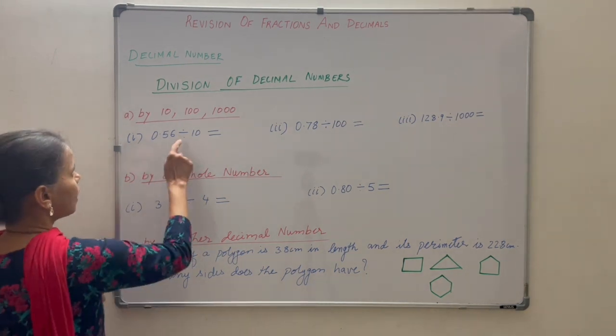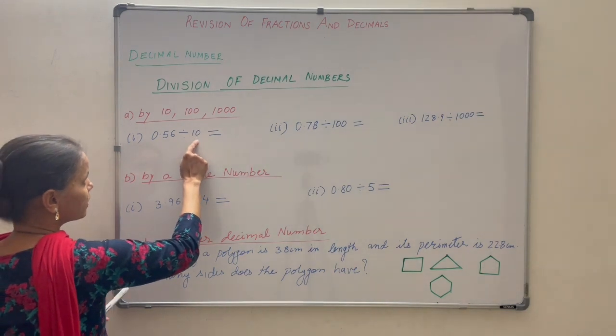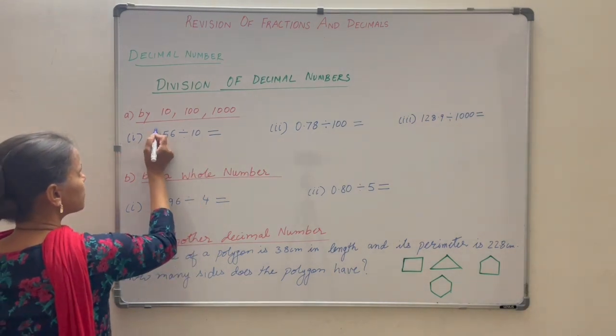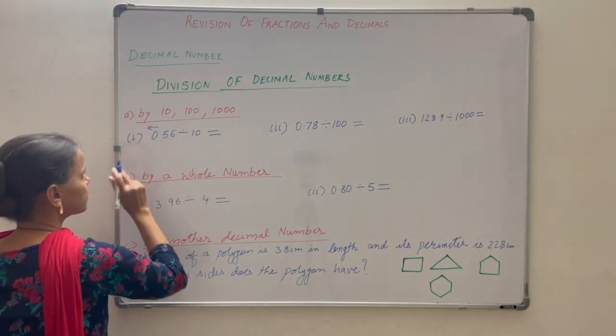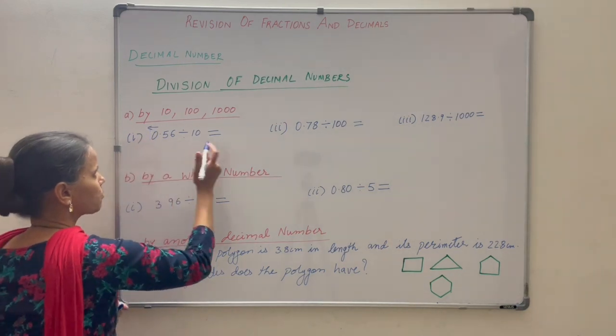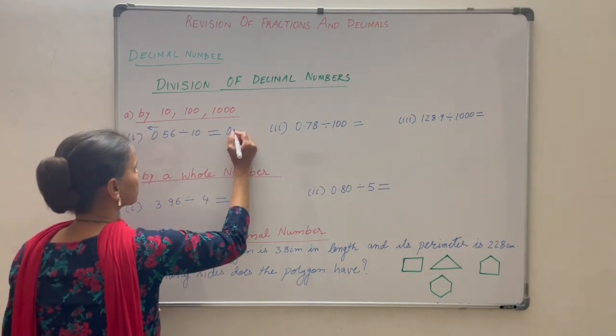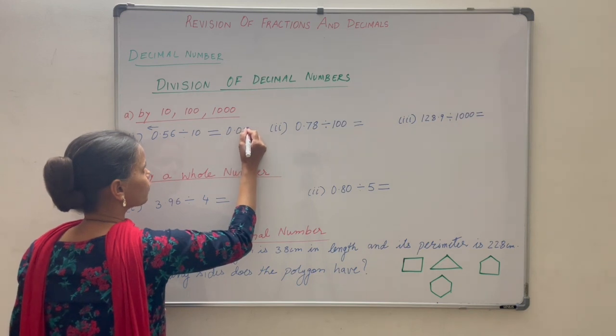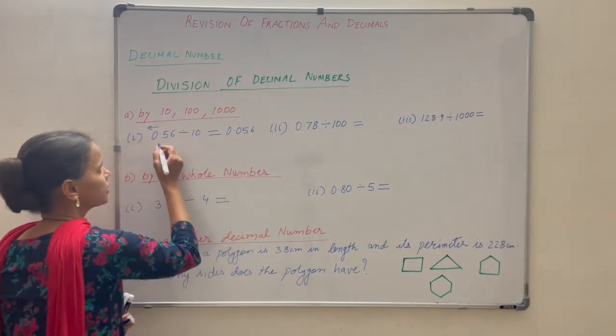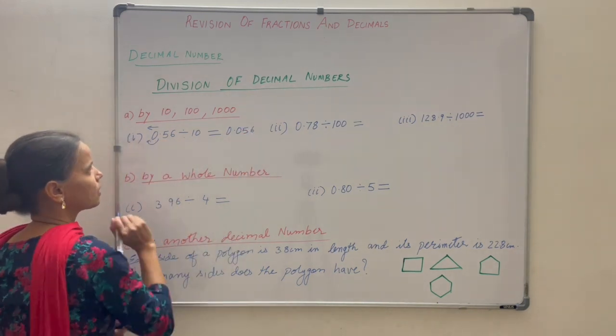So here, how many zeros are there in 10? 1. So this decimal point will move 1 digit this side. So where it will come? It will come here. So the answer is 0.056. Initially it was here. Now it comes here. So 0.056.